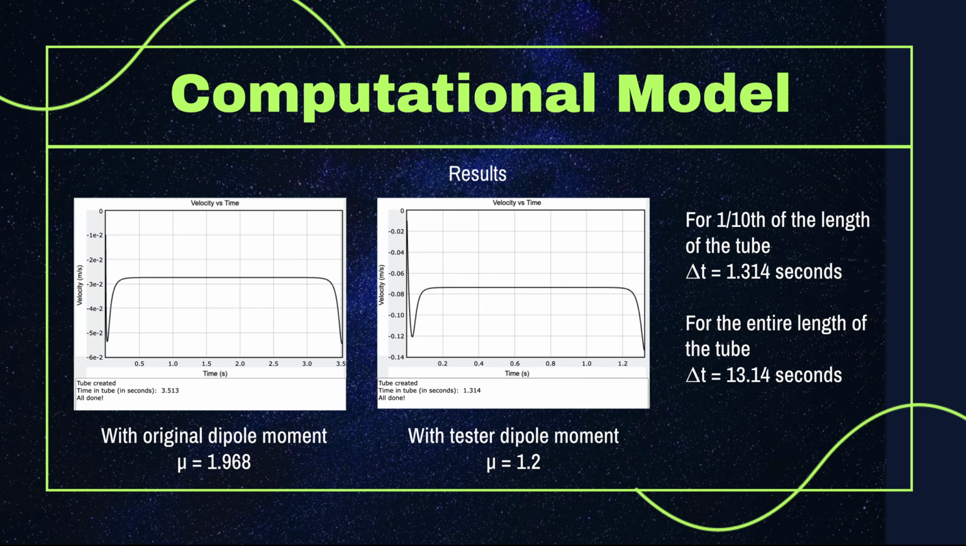So these are the results of my computational model. Using my original dipole moment that I calculated in the last lab, I got a fall time of 3.513 seconds, and that wasn't close to what I had observed in real life. By using a smaller dipole moment, I got that the time it took to fall was 1.314 seconds, which is just for 1/10 of the length of the tube. So if you multiply it by 10, you get 13.14 seconds, which is closer to what I actually was able to observe.